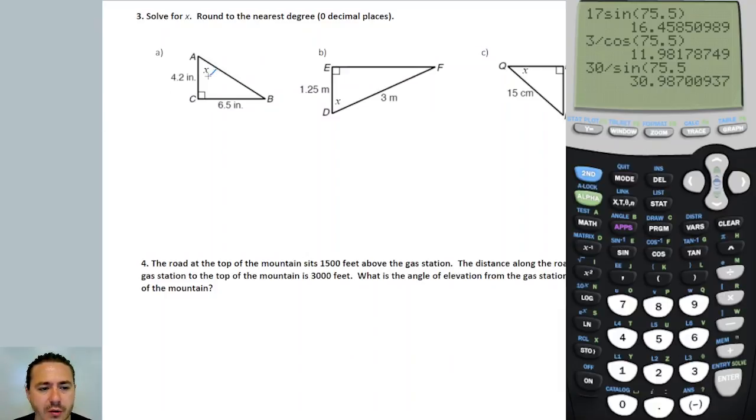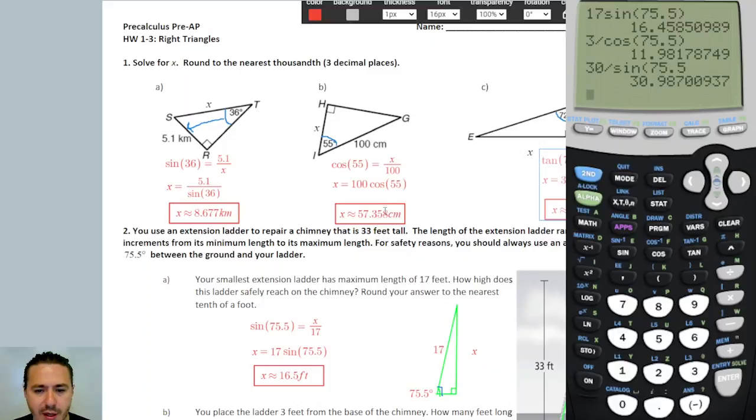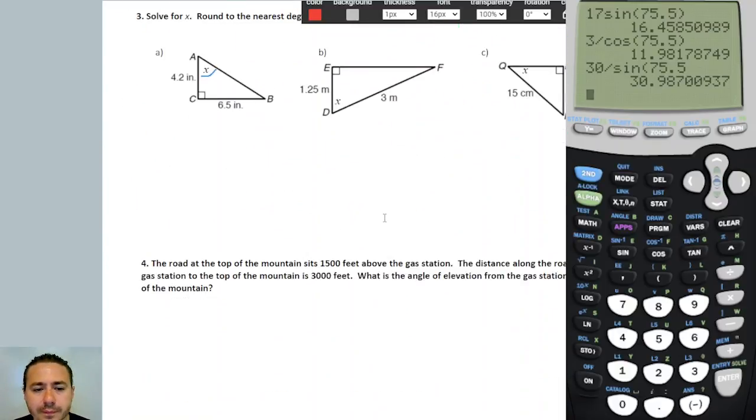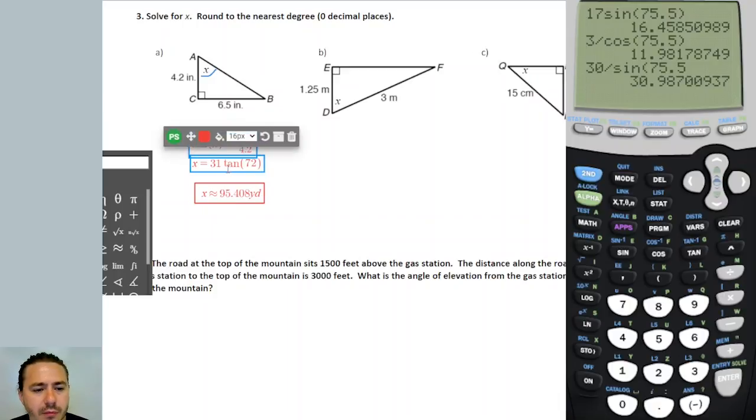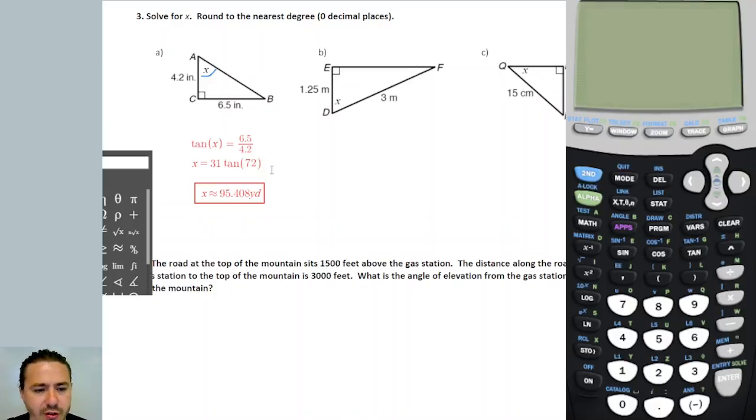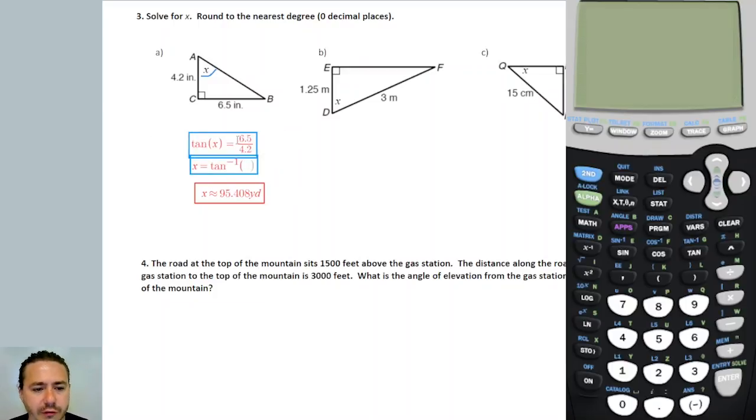So here is the angle in question, meaning we're dealing with opposite and adjacent, so we're going to work with tangent. So I'm going to come up here, copy my tangent, and that way I don't have to retype everything. So here we've got tangent of x equals 6.5 over 4.2. Okay. So if we're solving for x, we need to take the inverse tangent of both sides. So we have the inverse tangent of this little fraction right here.